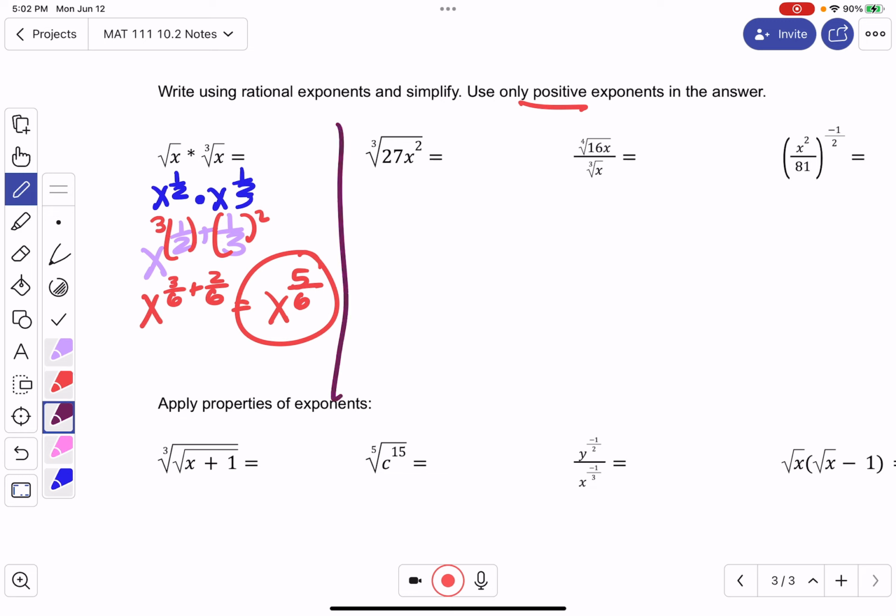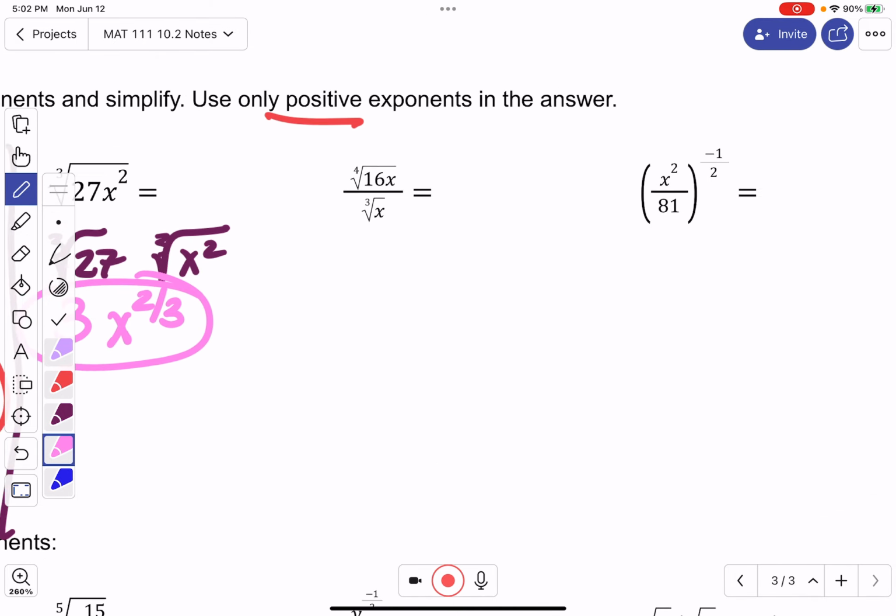All right, let's try this one. We're going to break this into the number and the variable, which we can do because we're multiplying. The cubed root of 27 is 3. And then if I rewrite this x, now we have a positive exponent of 2/3. And those are multiplied together. No big deal.